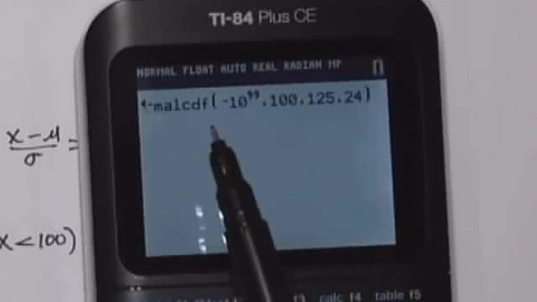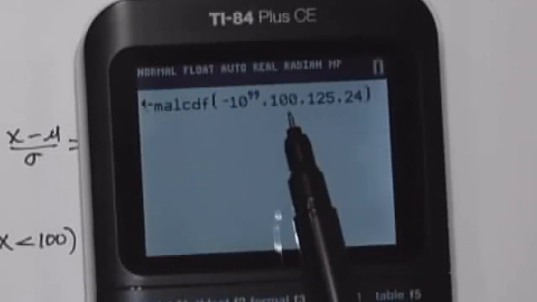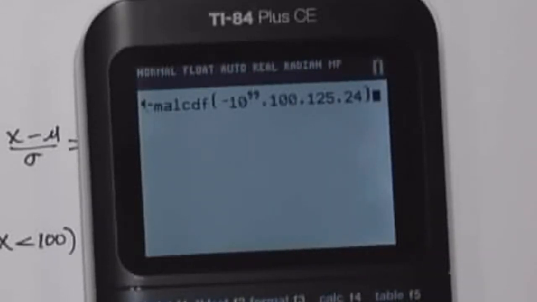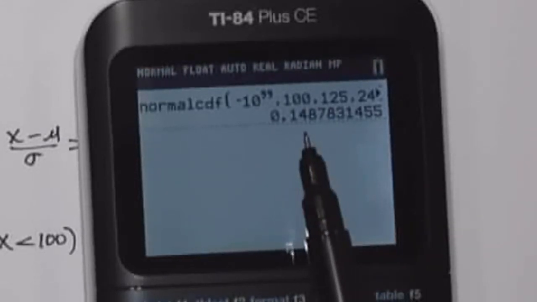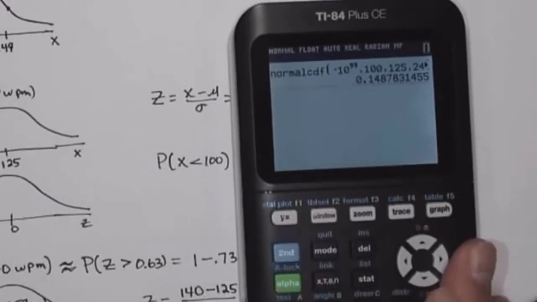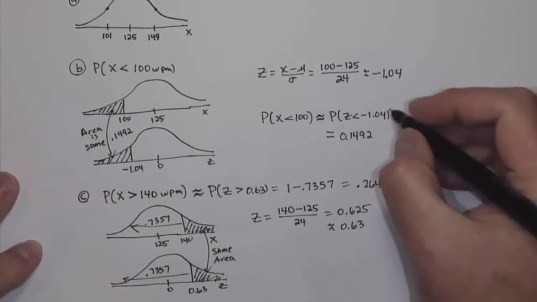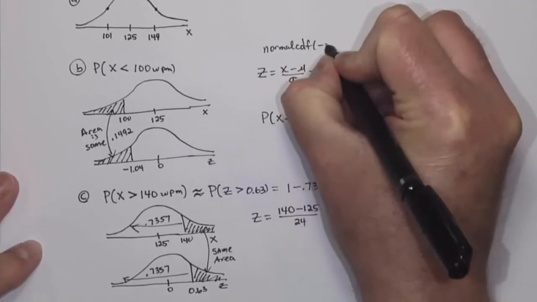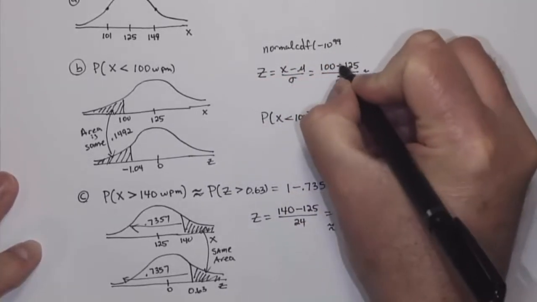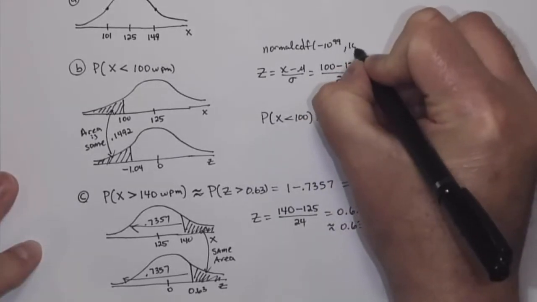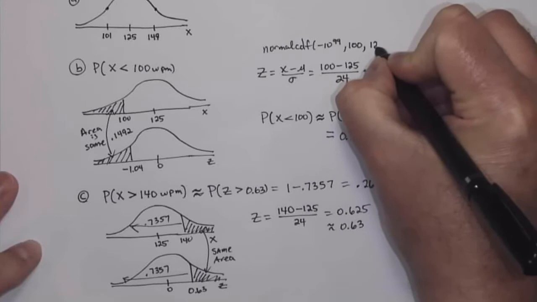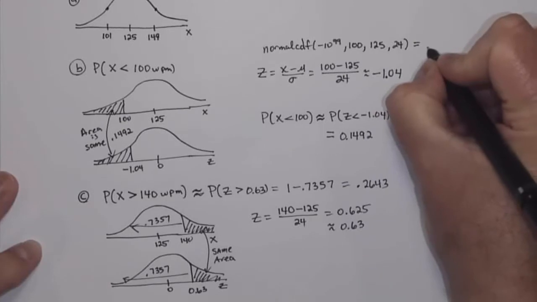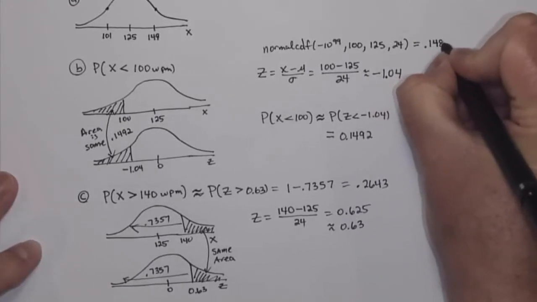So if I do that, I get normal CDF, big negative number, to 100 with a mean of 125 and a standard deviation of 24. And that gives me 0.1488 if I round to 4 places. So if I use the normal CDF command, again, I don't have a left bound, so I use a big negative number, negative 10 to the 99th, to 100. That's my right bound. The mean is 125, and the standard deviation is 24. And when I did that and round to 4 places, I get 0.1488.